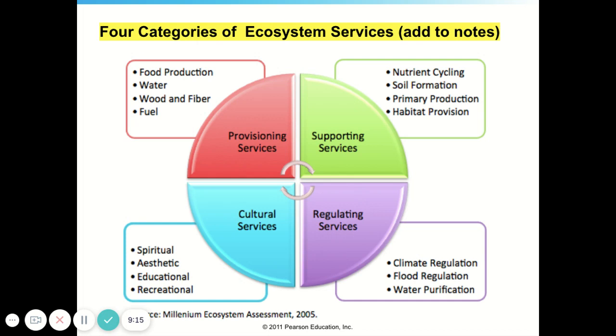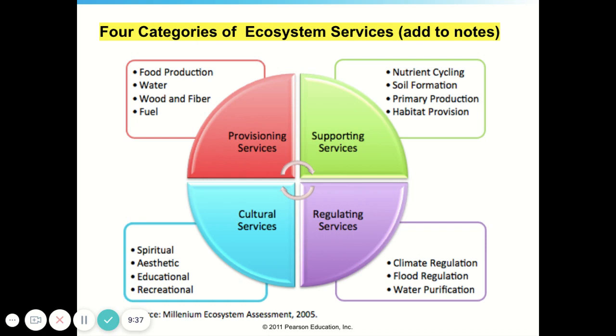So there are actually 4 categories of ecosystem services to know. Provisioning services are ecosystem services that describe the materials or energy outputs from ecosystems, and they would include food production, water, cutting down trees and using their wood and fiber, or extracting fuel from the earth.